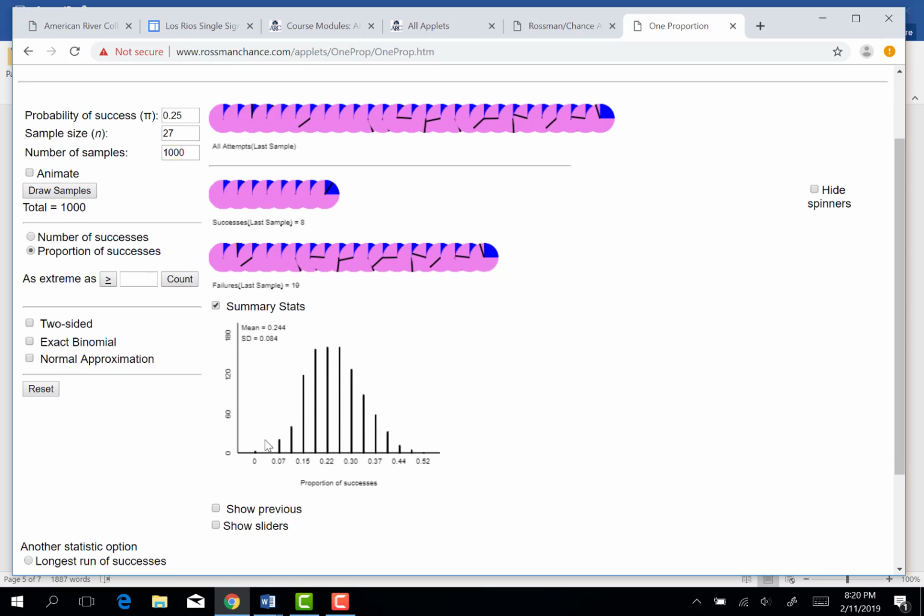So if you could draw a bell-shaped curve, it would be pretty symmetric. The mean is 0.244, so it's very close to 0.25, which is a quarter, so that makes sense. And my standard deviation is 0.084. So you should get the results very similar to this, very close to 0.25 for the mean and around 0.08 for the standard deviation.